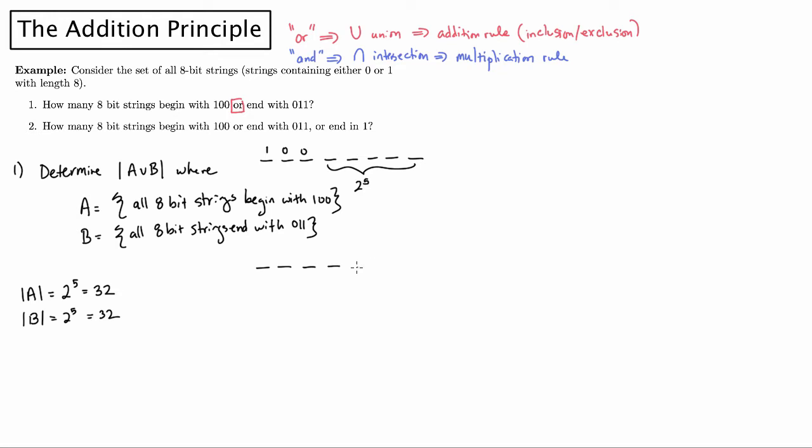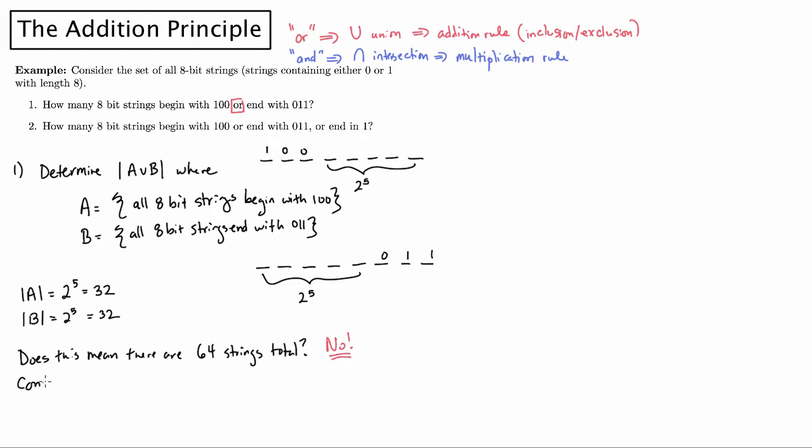So for example, if I fill in the last 3 with 0, 1, and 1, then that leaves open the first 5 slots as having 2 to the 5th possible ways to fill it in. Now, the question that we have to ask ourselves at this point is, does this mean that there are 64 strings total that fit this criteria? And the answer to that is no. Overwhelmingly no. And here's the reason why.